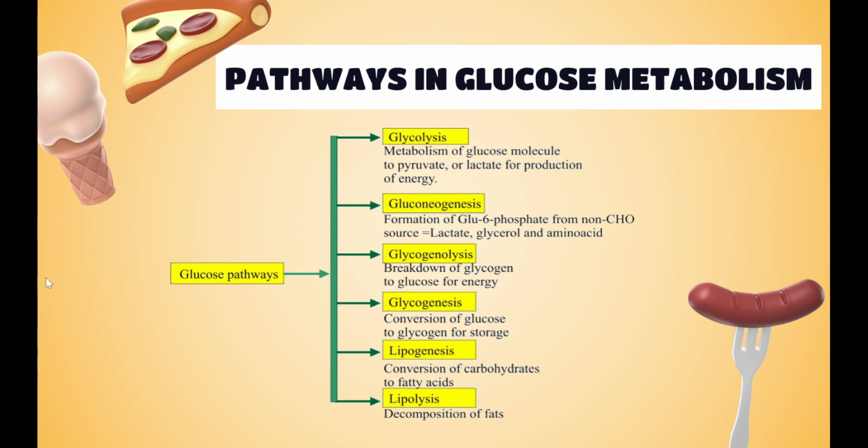When we say glycogenesis, it is the conversion of your glucose to glycogen to be stored because glycogen is our storage form of glucose. Then, lipogenesis and lipolysis also involve or are also a part of our glucose pathway, in which lipogenesis is the conversion of your carbohydrates to fatty acids, while lipolysis is the decomposition of your fats.